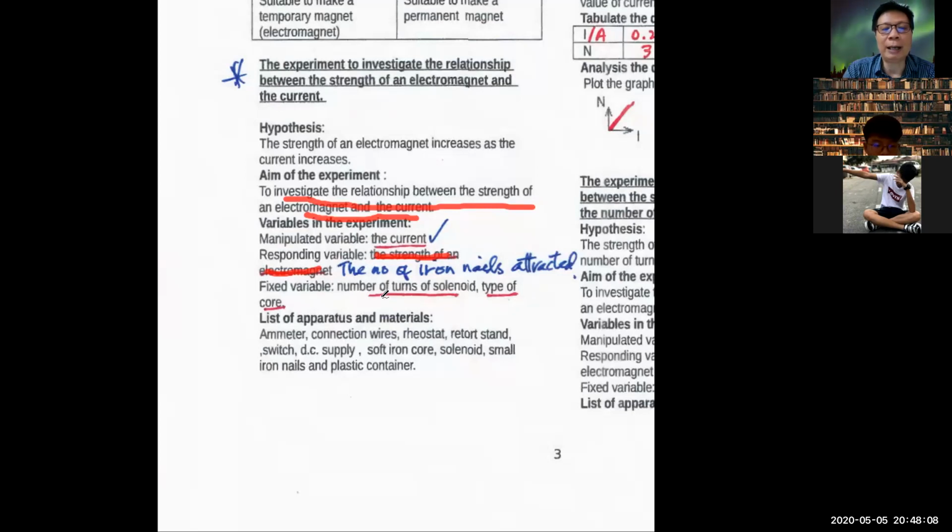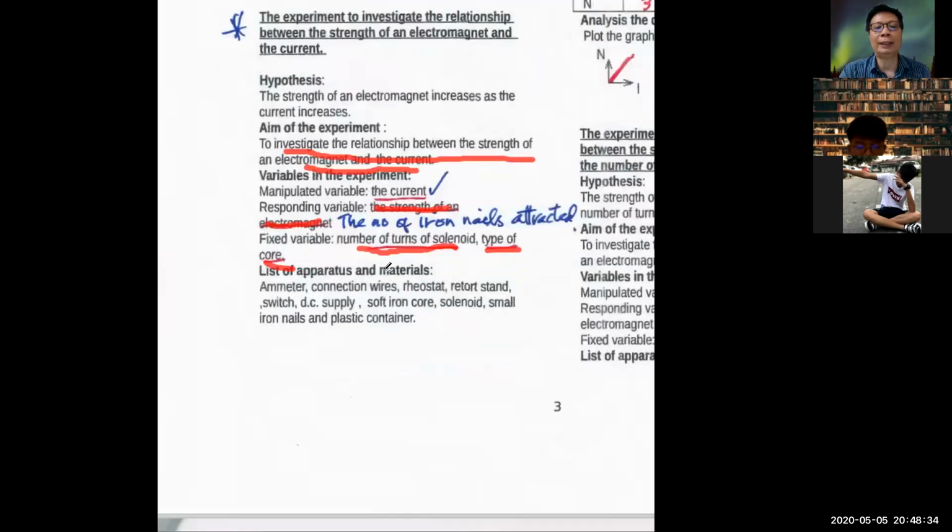Constant variable is the number of turns of solenoid. This one cannot be changed. The number of turns must stay constant. And the next one is the type of core. We use soft iron. Cannot change. So remember, constant variables: the number of turns of solenoid and the type of core. Okay, the type of core given in the question is soft iron. So we cannot change. Okay.